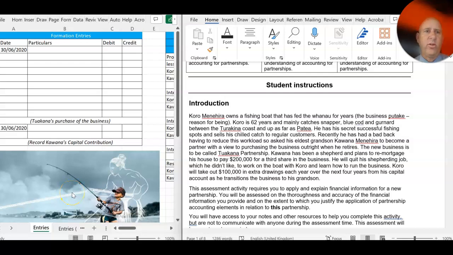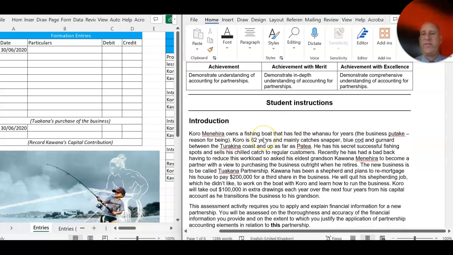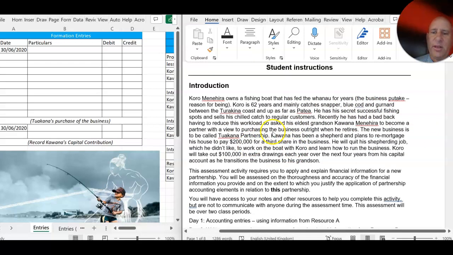Kia ora and welcome to Partnership, how to do the Partnership Internal. This partnership is for Tuakana Partnership. What we've got is Koro, who owns a fishing fleet that's feeding his family. That's the whole reason for being and bringing on a new partner, Kawana. This stuff here in the introduction is very important when you write the report.